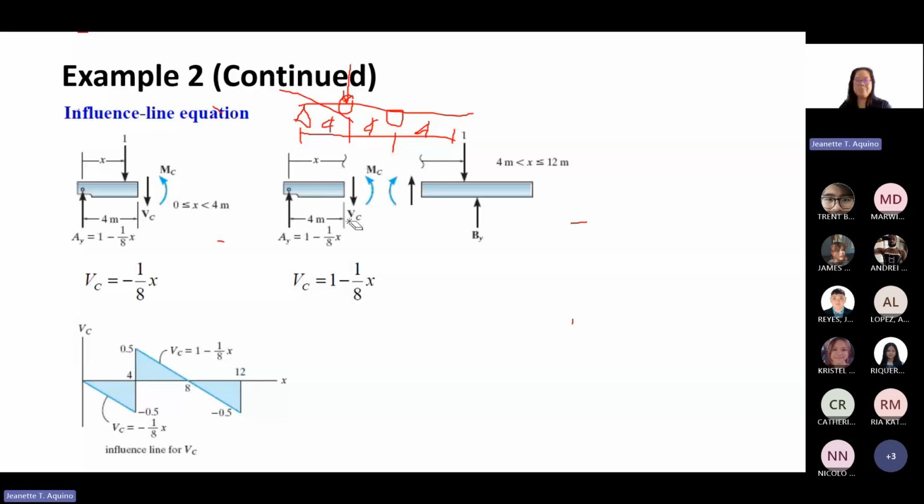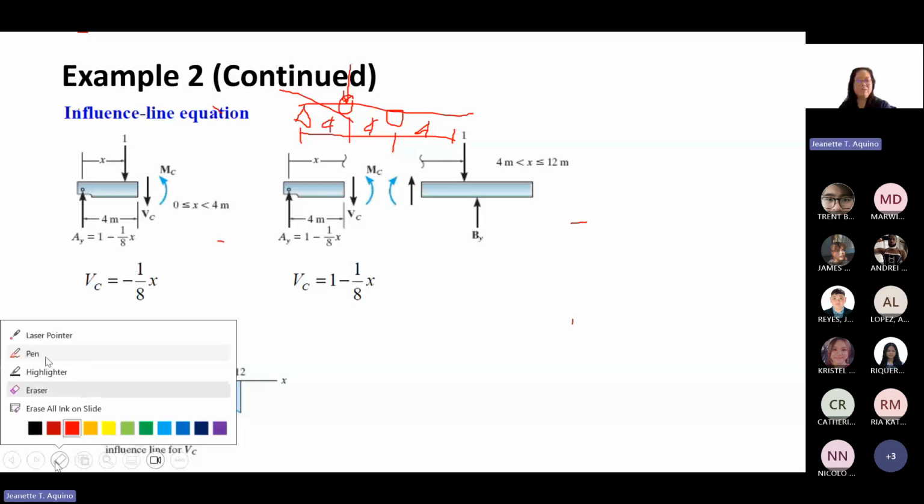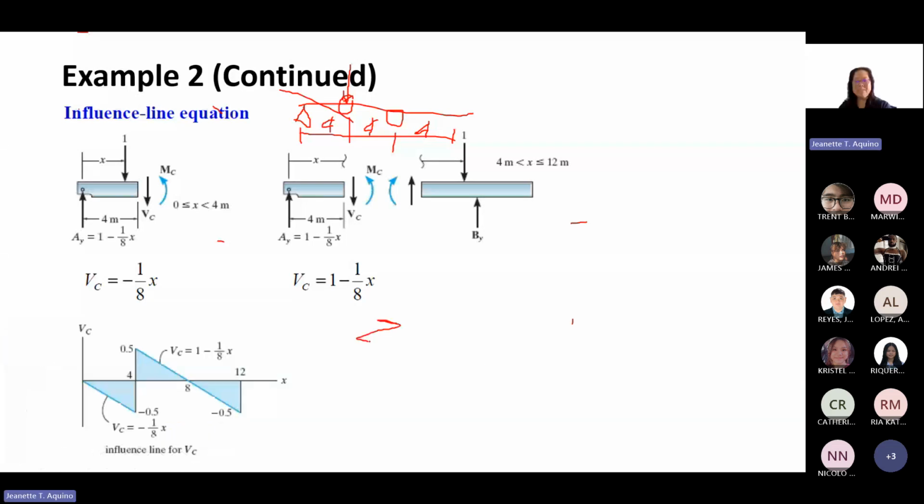Adding all the vertical forces, summation Fy equal to 0. What are the forces? AY upward, downward is BC minus BC. So BC is equal to 0, right?